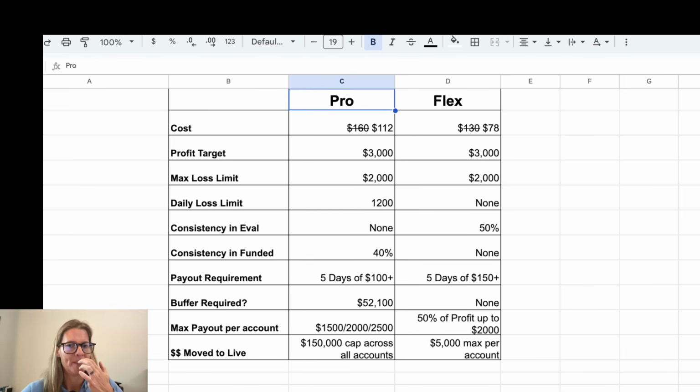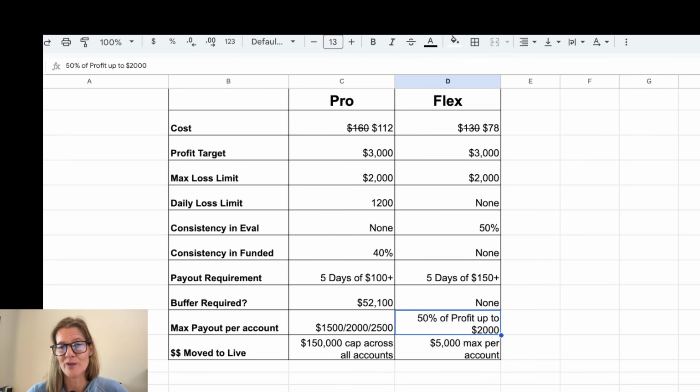So my recommendation is, if you're a beginner trader and maybe you have a habit of only getting 1, maybe 2 payouts per account before you breach the account, which is normal when you're first learning, I would recommend the Flex account because it's cheaper, and because your first payout, your max payout per account is $2,000. Whereas in the Pro account, it's $1,500 for the first couple, and then it moves up.